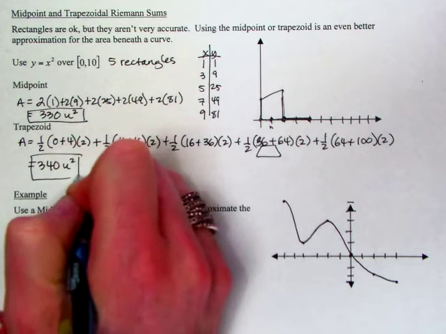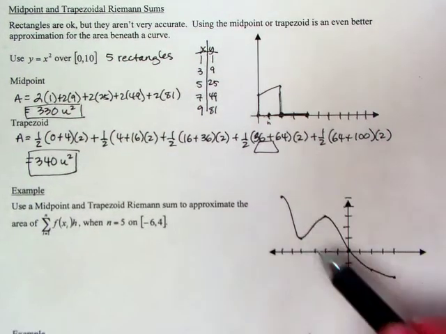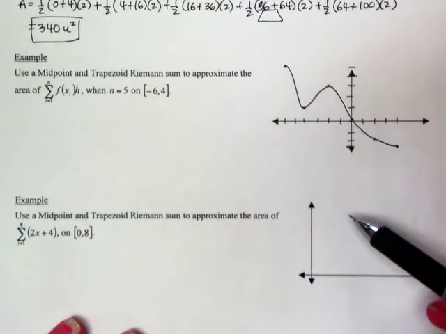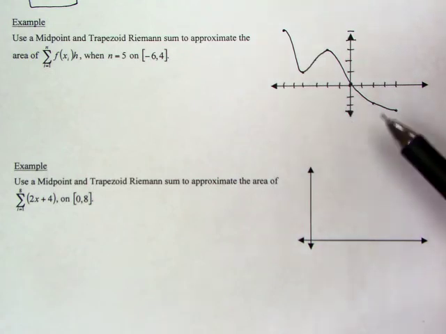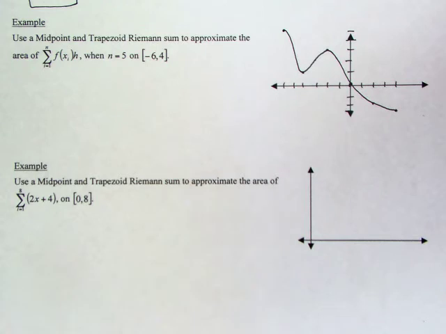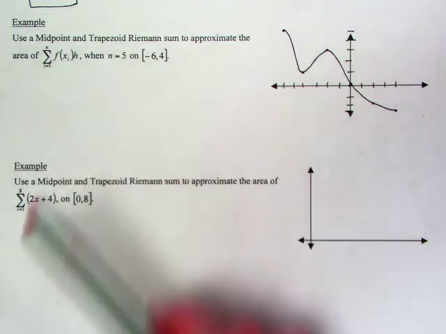So trapezoid is pretty good when we get down to drawing them. Here, grab 2 colors if you don't have them. Trapezoid is probably the best one in order to find the area since it gets the closest to the curve. The rectangles are kind of rudimentary. You're either above or below. And the trapezoids are the ones that get really close. So use a midpoint and a trapezoid to approximate the area of.